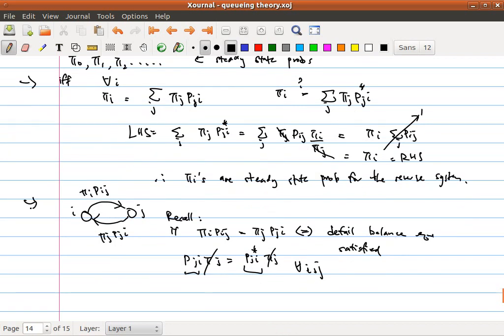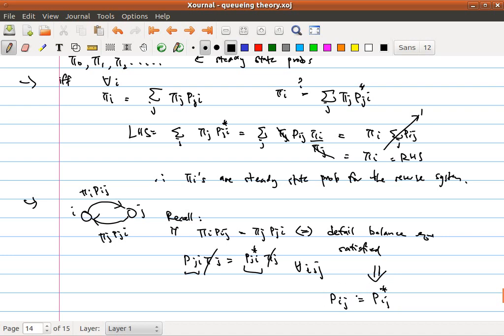This is another property, let me just write it here. If the detailed balance equation is satisfied, then actually I should write it as if and only if. If this is true, then we have p_ij, or p_ji, doesn't matter, will be equal to p_ij star also. So the transition probability of the reverse system is the same as the transition probability of the forward system.